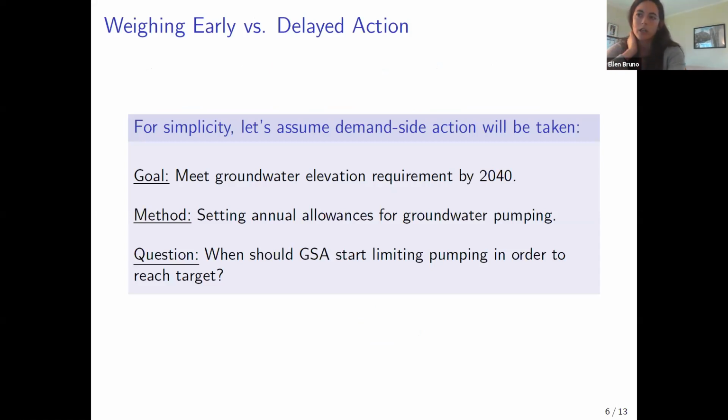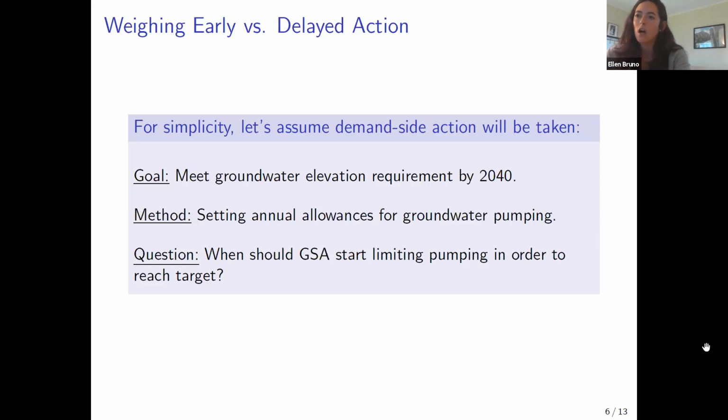To make it more concrete, I'm going to walk through this framework for specifically thinking about the timing decision of when a GSA should take action. I'm calling this the early versus delayed action question. We're going to assume for simplicity that a GSA has already decided to take a demand side management action of limiting groundwater pumping by setting annual allowances of pumping. And they're doing this to try to meet some groundwater elevation goal by 2040. So the question is, when should they start limiting pumping?